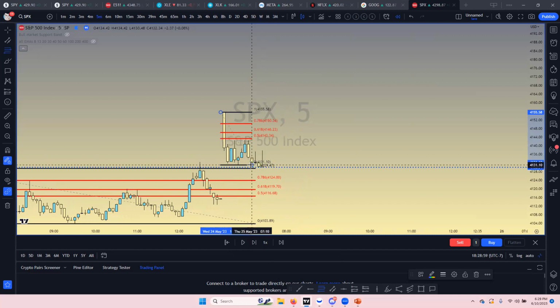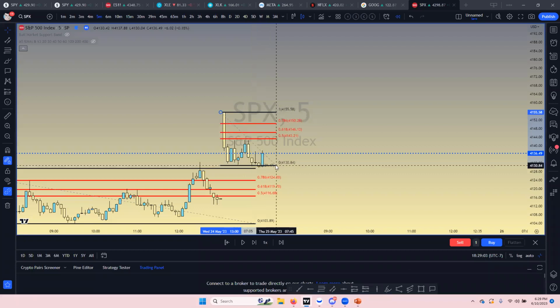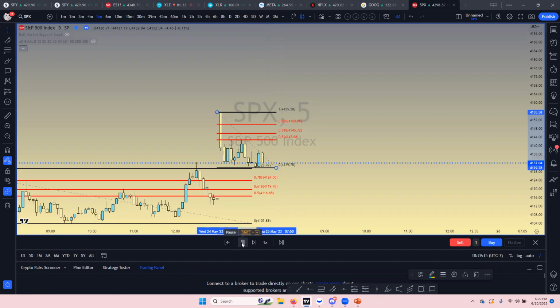Okay, so right here, look what happened. You see this swing low broke. We put a body underneath the swing low. So I'm going to drag my Fibonacci down to the new swing low and watch it some more.